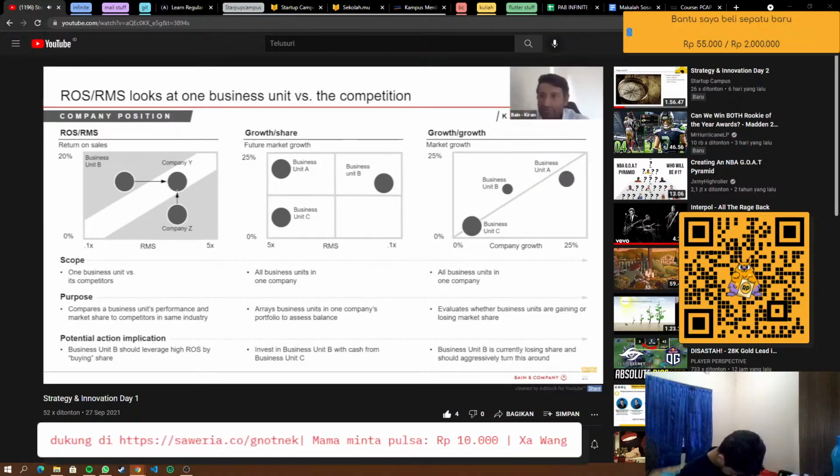Very, very good question. You calculate RMS based on business definition. You define your business definition, and then you take the companies in your industry definition, and you calculate the RMS. It's different for every industry.